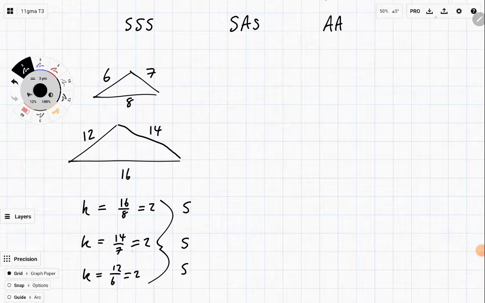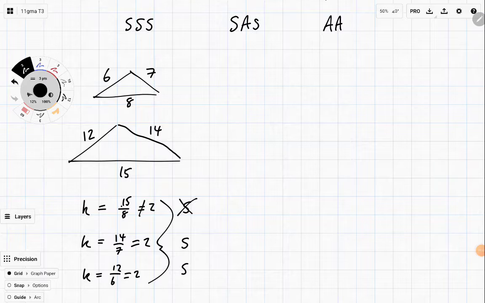But imagine for a second that even one of these was wrong. Let's change this to a 15. Well, that means that the first one would have given us 15 on 8, which is not equal to 2. Therefore, it fails one of the sides, which means it fails the side test. Now, the side test can also work for larger shapes. You just add more sides. So as many sides as there are, if you're dealing with a 4-sided shape, you need to test all 4 sides. If you're dealing with a 5-sided shape, you test all 5.